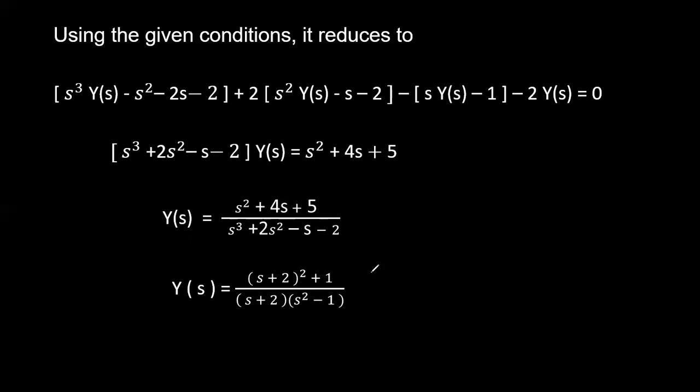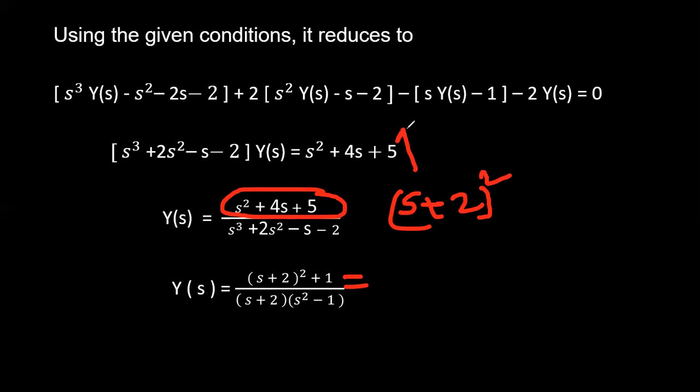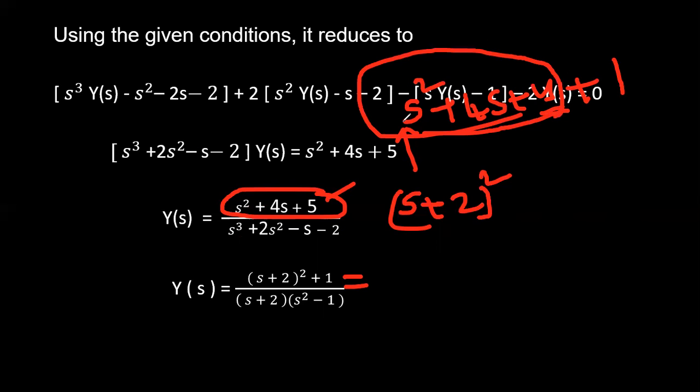Right, now the numerator will be divided. Again, the numerator will be represented as s plus 2 whole square. If you expand this, what do you get? s square plus 2ab, that is nothing but 4s, plus 4. So here the numerator function is s square plus 4s, which is satisfied. But here we have plus 5, and here we got plus 4, so you have to add plus 1 here. So now this entire expression is represented as s plus 2 whole square plus 1. Now the numerator has been simplified as s plus 2 whole square plus 1.